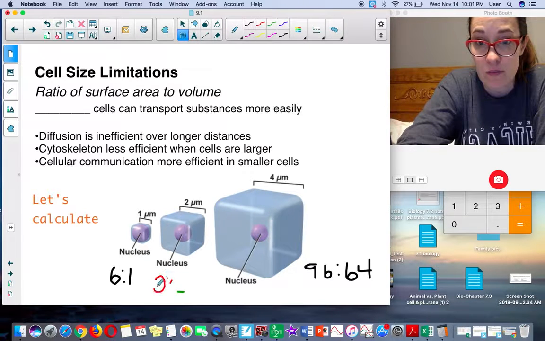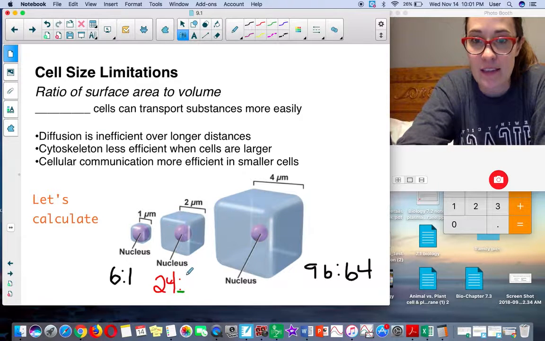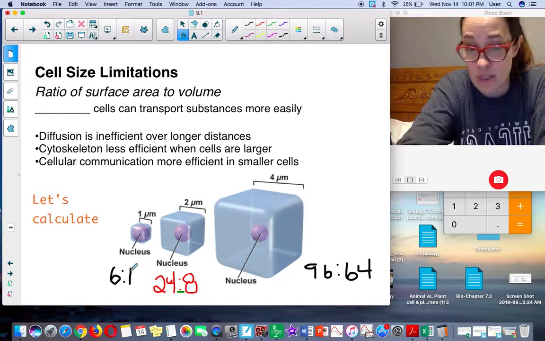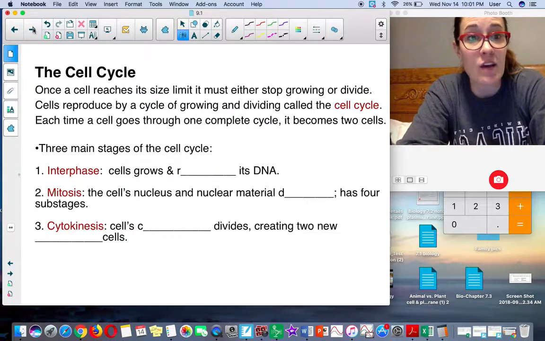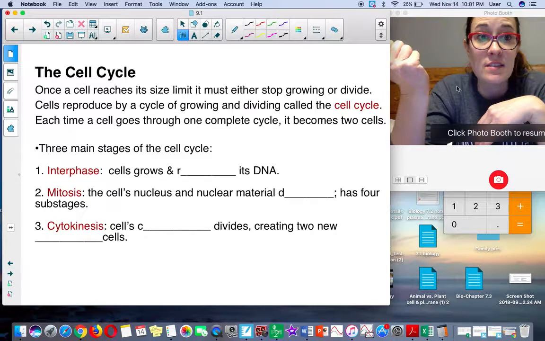24. And then volume is length times width times height. So 2 times 2, 4. 4 times 2, 8. Okay. So the larger surface area to volume ratio, this one, is more efficient at getting things in and out of the cell. The cell cycle is the process in which one cell becomes two cells.